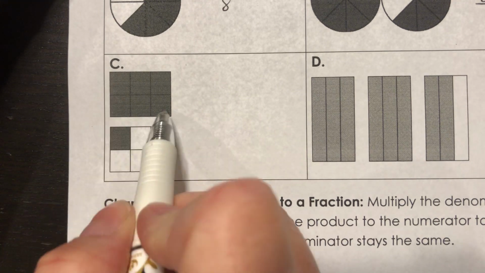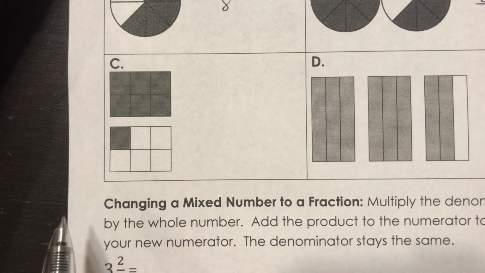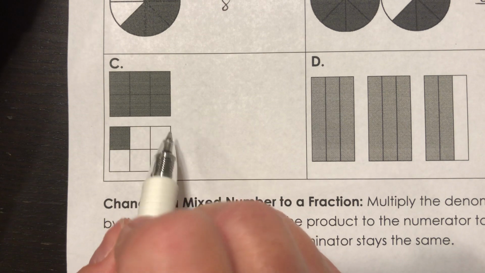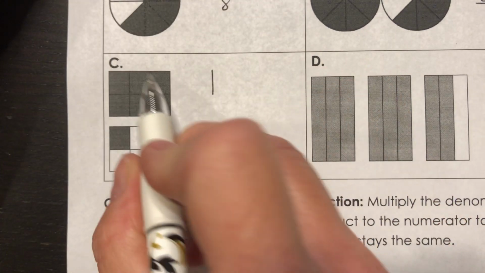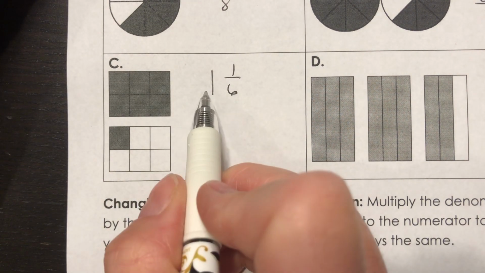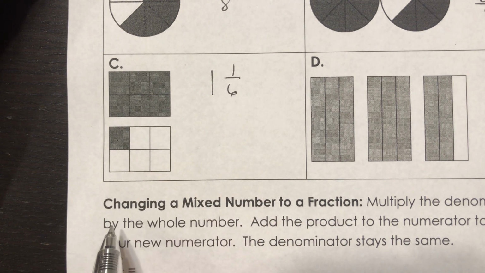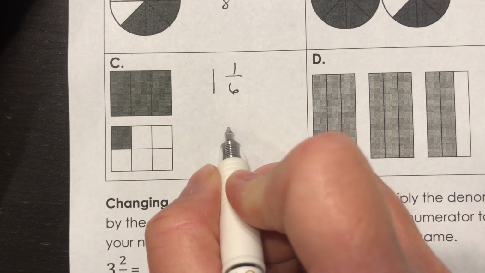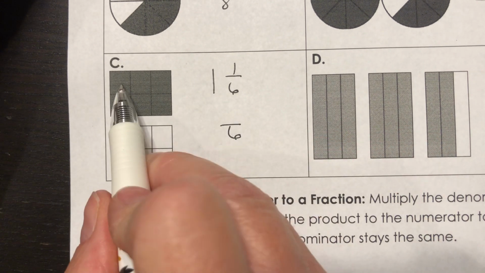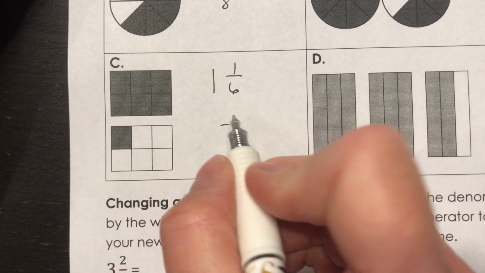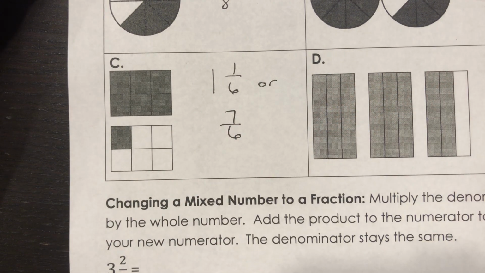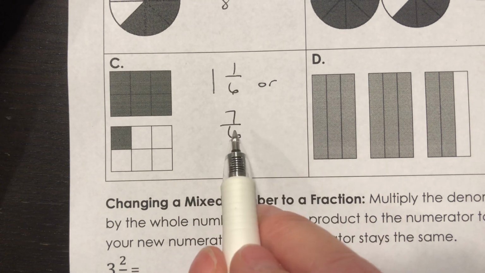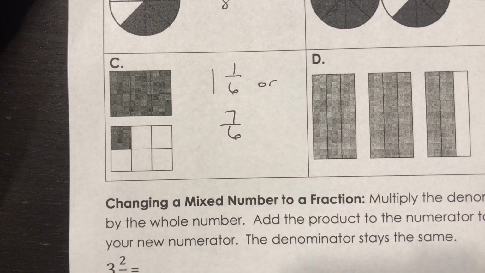For letter C, again, I see that there are 2 full rectangles here. If I was going to write this as a mixed number, I know that I have one full rectangle shaded, and I have 1/6 of another. So 1 and 1/6 could represent this picture. I could also write this as an improper fraction. Each one whole is broken up into 6, and there are 1, 2, 3, 4, 5, 6, 7 sixths shaded. So 1 and 1/6 or 7/6 represent the same value for this.